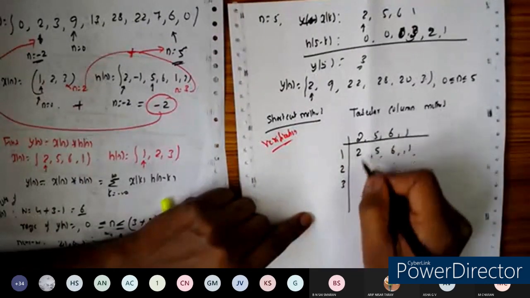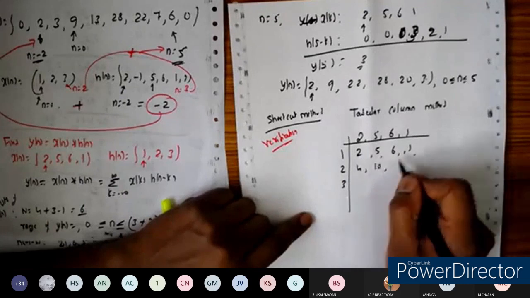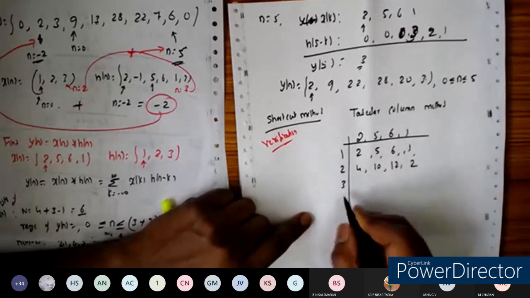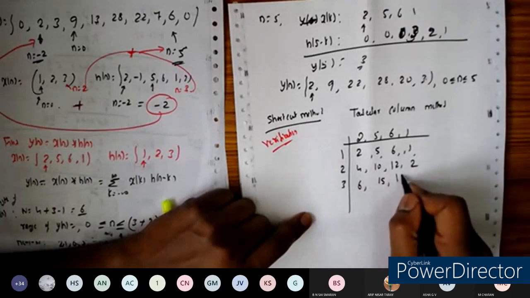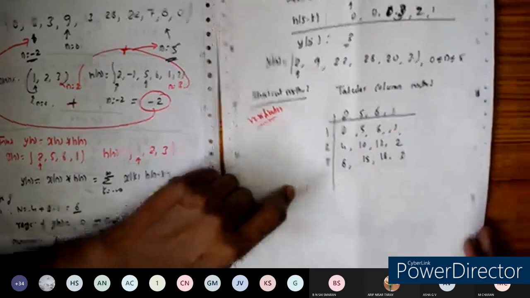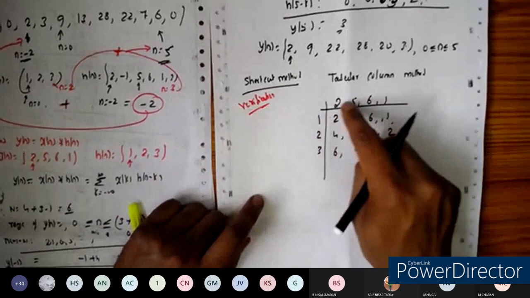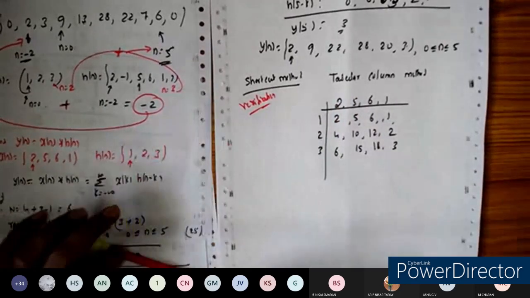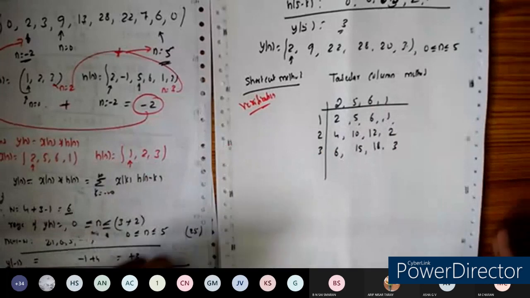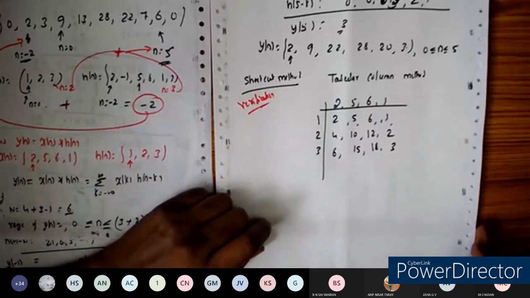Okay, like that. So 2 2s are 4, 2 5s are 10, 2 6s are 12, 2 1s are 2. Next 3 2s are 6, 3 5s are 15, 3 6s are 18. Next 3 1s are 3. So take the product of each and every term with all the terms here, one term with all the terms. Like this, you have taken the product. So right, then you got how to take the product.